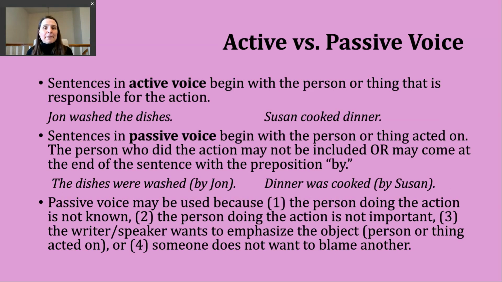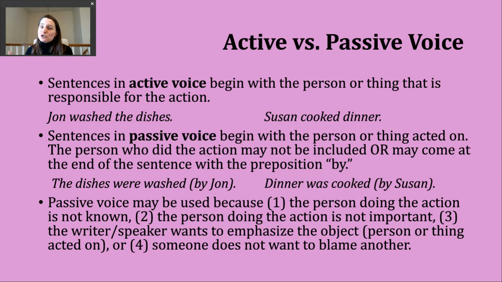Most of the example sentences I give in these videos are in the active voice. So I start with the subject, the person or the thing that is responsible for the action. Here's a couple examples. John washed the dishes. Susan cooked dinner. Okay. So in these two sentences, I know who is responsible for the action. John is responsible for washing. Susan is responsible for cooking.